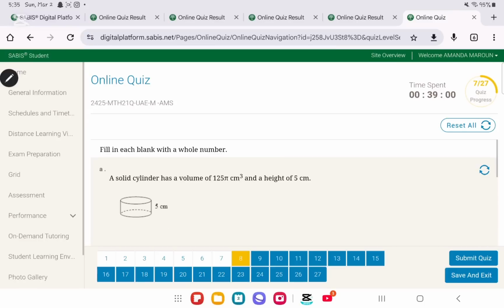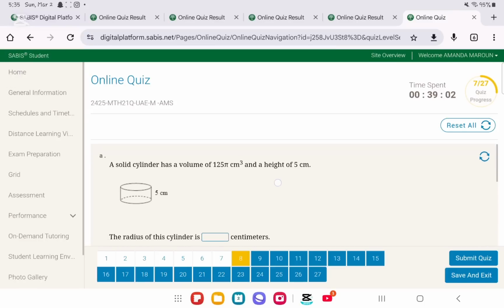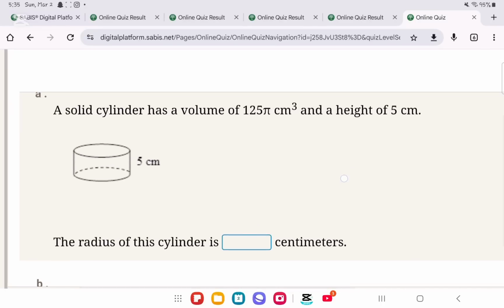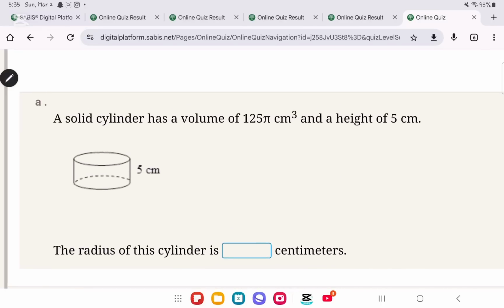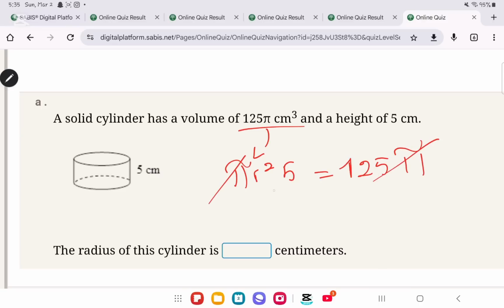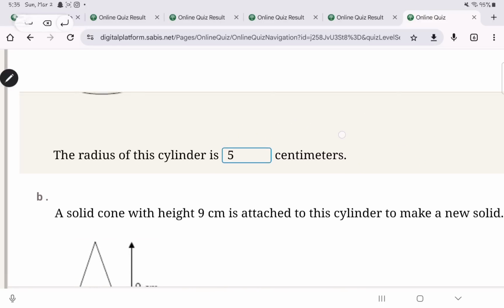We move on to question number 8. We have a solid cylinder has a volume of 125 pi centimeter cubed and a height of 5 centimeters. They need the radius of this cylinder. We know that the volume of a cylinder is pi r squared h. We have the height to be 5 centimeters. It is equal to 125 pi. So cancel this and cancel this. Divide by 5. You're going to get that r squared is equal to 25. So the radius r is equal to 5 centimeters.